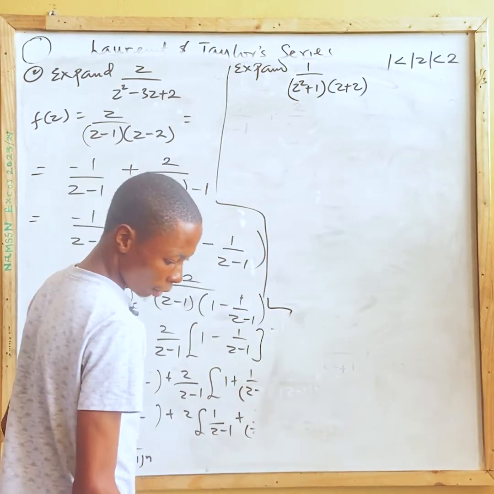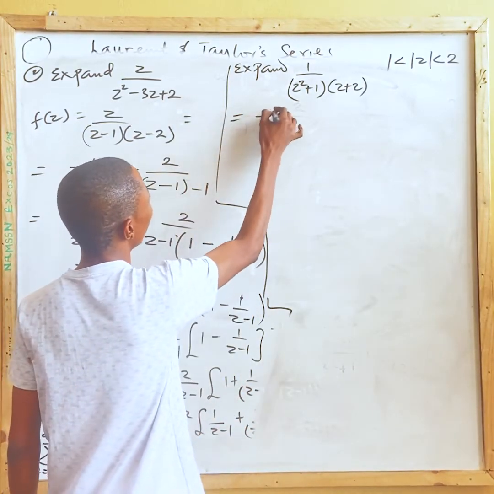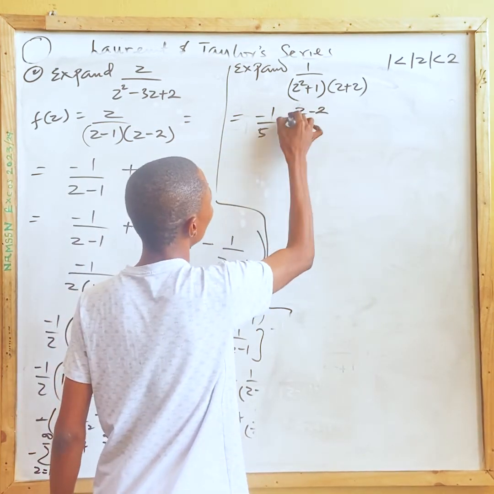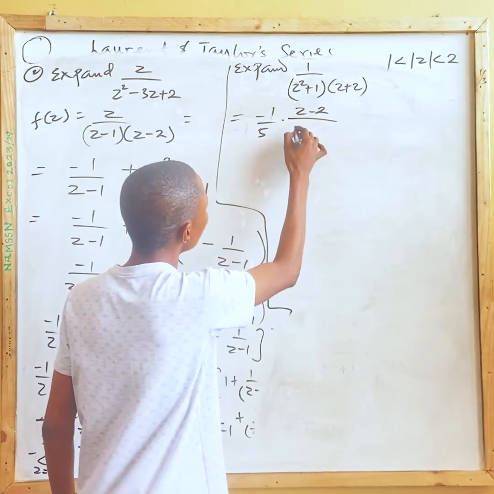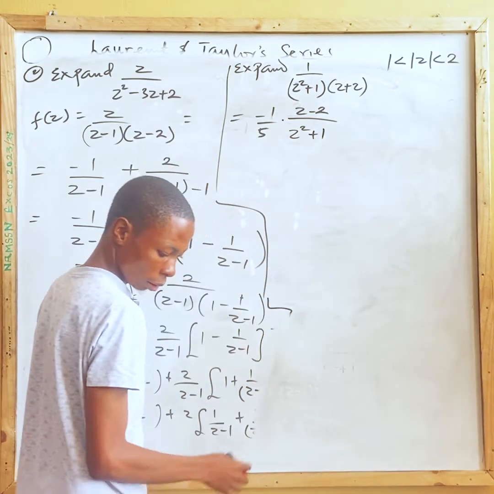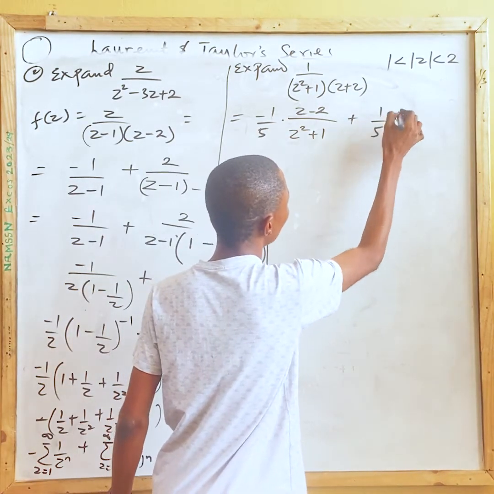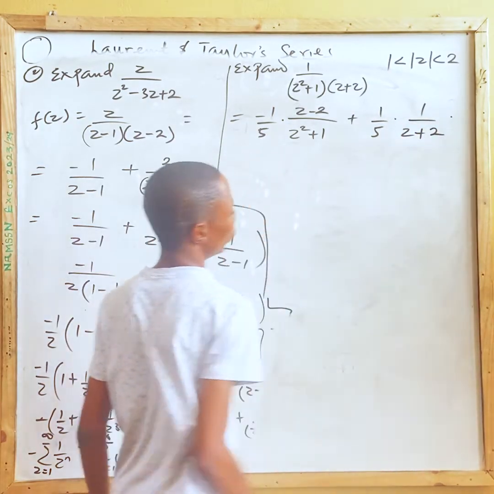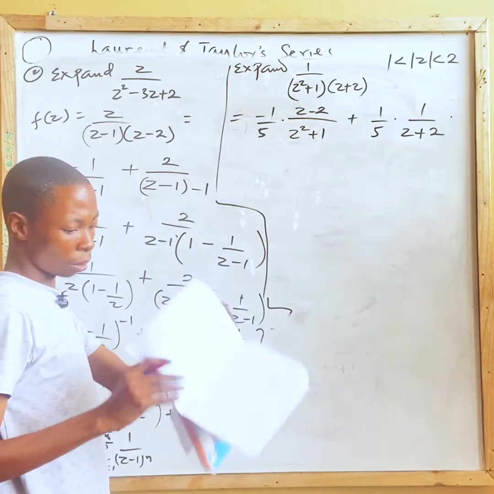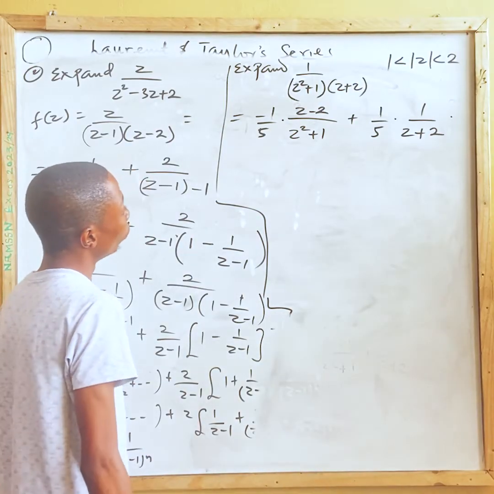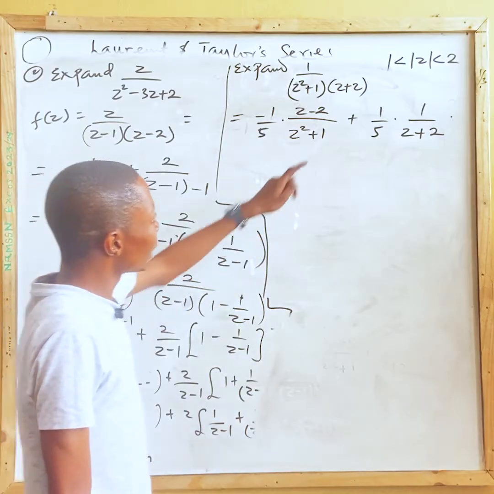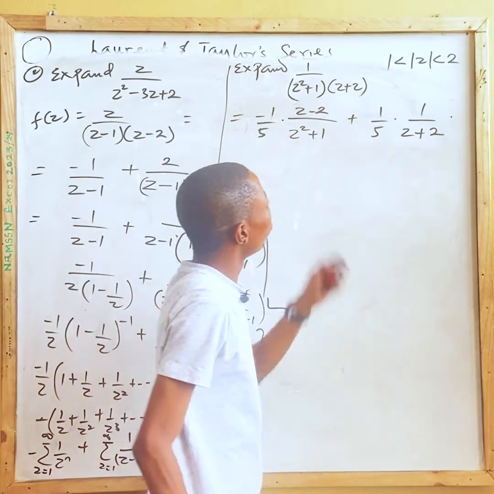So the partial fraction here is minus 1 over 5 multiplied by z minus 2 all over z square plus 1, plus 1 over 5 times 1 over z plus 2. I've solved it before the class. So from there, we've gotten our partial fraction. Then the next thing is to use this region of validity now.